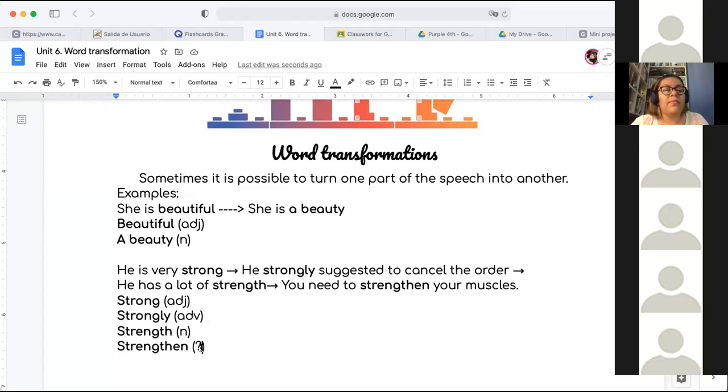Verb. Verb, exactly, all right? So in this case, what I want you to notice is this. We started with the adjective. So from the adjective to the adverb, what is the difference? From adjective to adverb.